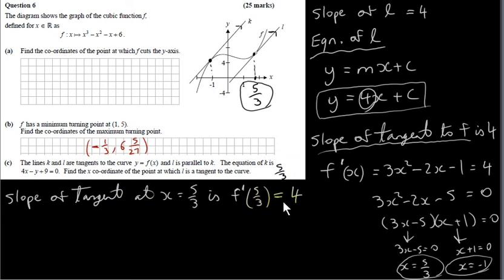So just to summarize, the slope of a tangent to f at x equals 5 thirds is the derivative of f at 5 thirds, which is 4. The slope of this line is 4 as we saw earlier, same as the slope of line K.